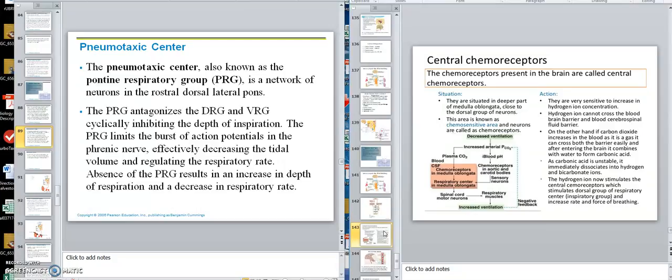So what I want to do now, we talked about the motor side. Now I'm going to close this video and we're going to do the sensory side in a fresh video. The sensory side.